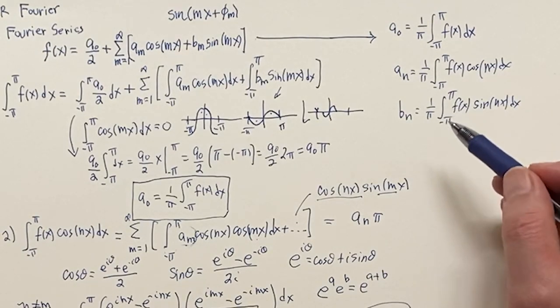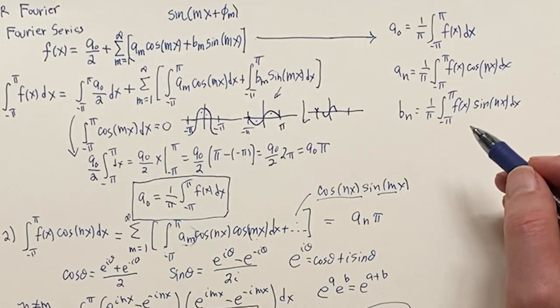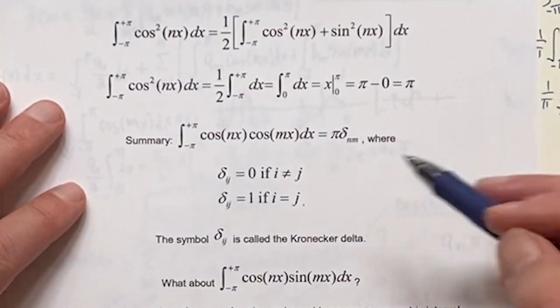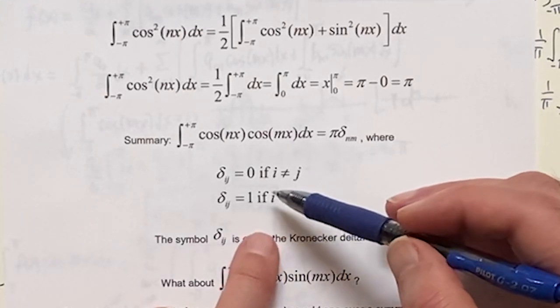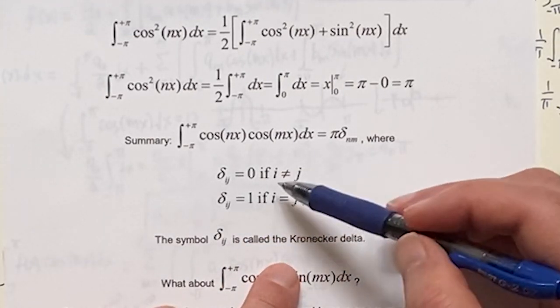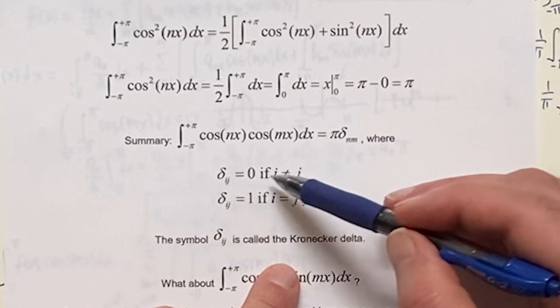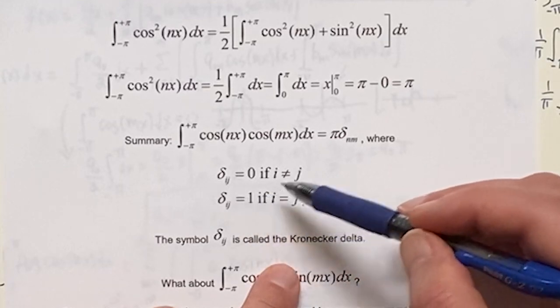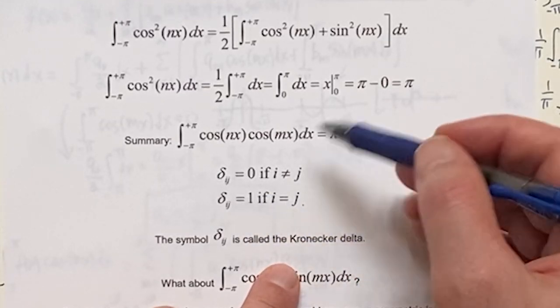Now this cool result that we found, we could write this way. Let me show you some fancy notation. This is the Kronecker delta symbol: if i does not equal j, the delta ij is 0, and if i equals j, the delta ij is 1. And this is in the book.